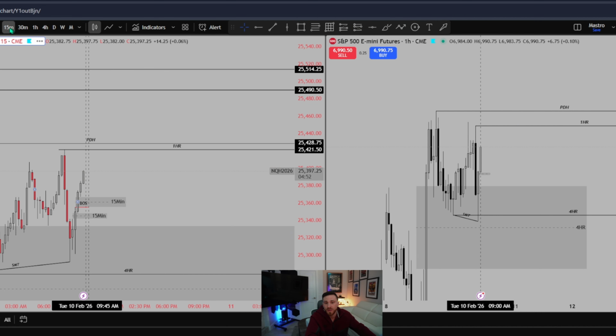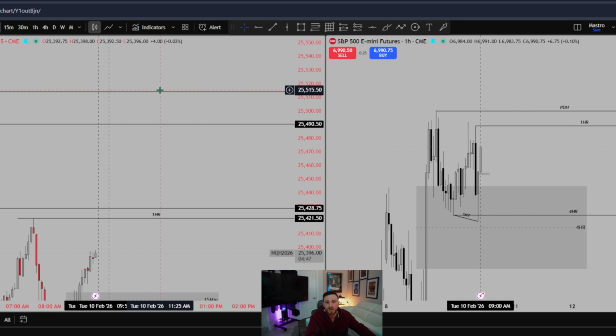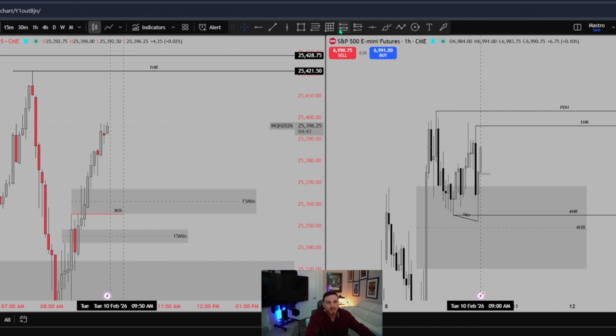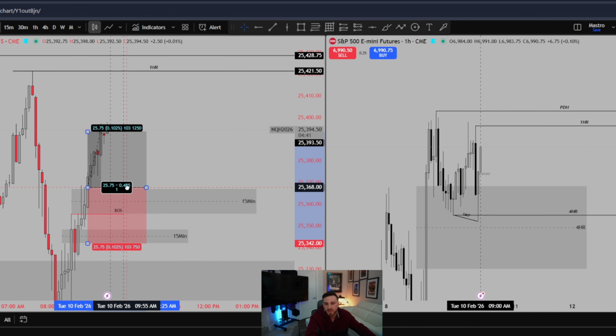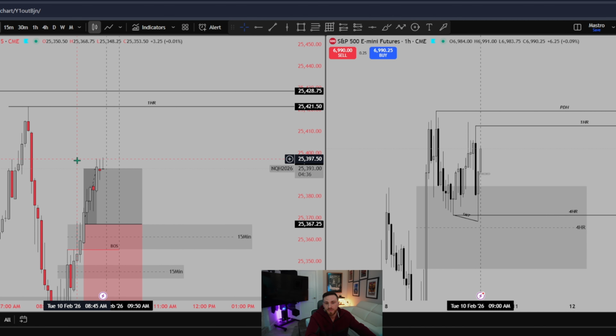Or if not, I currently am in a trade right now. My first take profit's here, second take profit, and I'm going to leave one runner all the way up to here to see if I can let it run. But my entry was around here somewhere after the break of structure. And I'll probably have my stop below that low maybe.